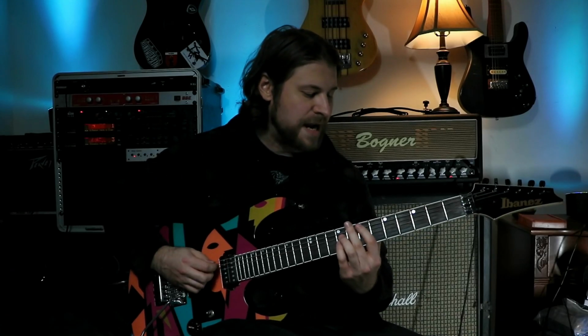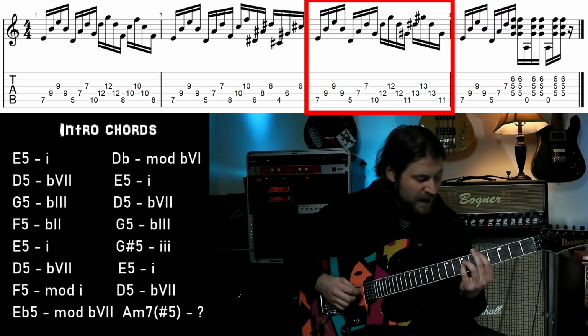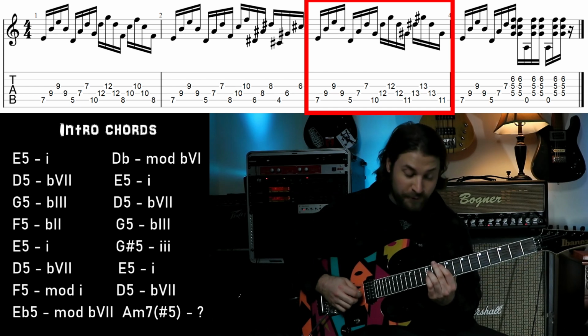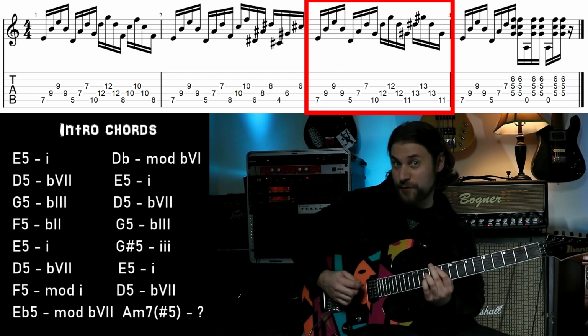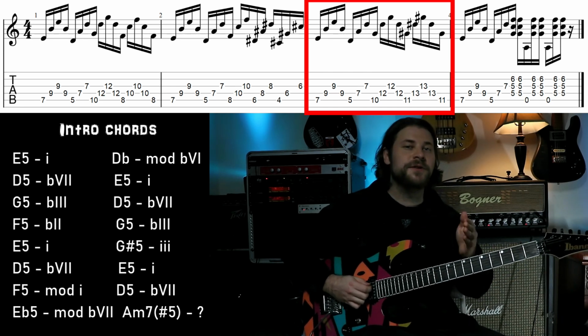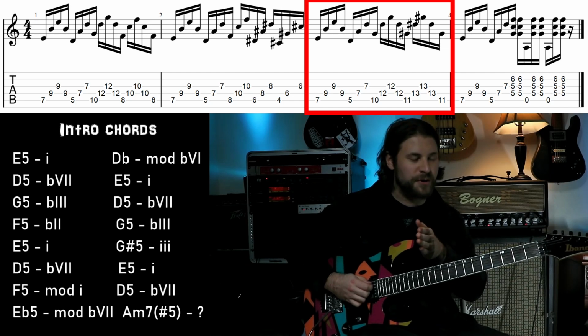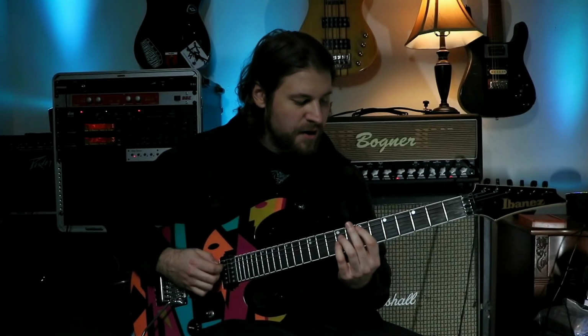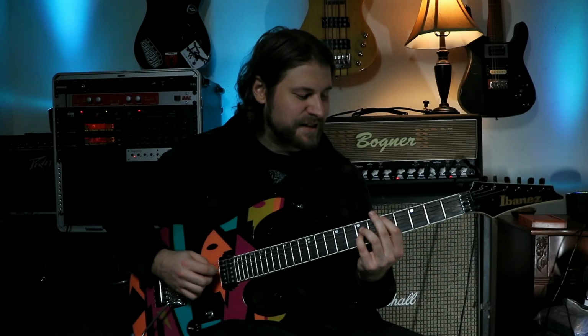But then we come right back into the key of E minor again, so we got 1, flat 7, flat 3, major 3. Okay, so we're shifting to the key of E major temporarily. Coming back into E minor, 1, flat 7, and then we hit this chord.